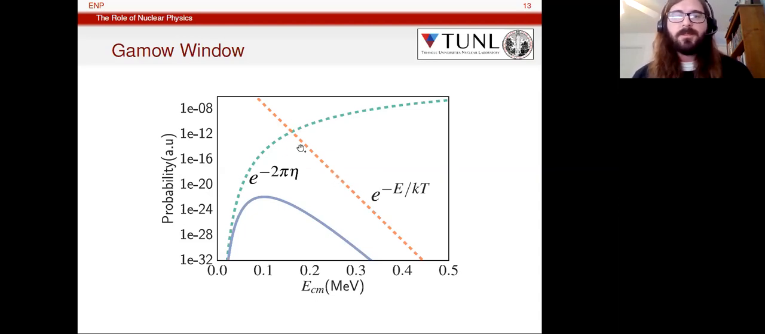These two represent probabilities, i.e. the tunneling probability through the Coulomb barrier and the probability of a particle having a given energy. And when you overlap those two, you get a very narrow energy range from 0 to 300 keV in this reaction that we need to study. So it means we need to study resonances that lie within the first 300 keV of the proton threshold for sodium-23(p,γ).